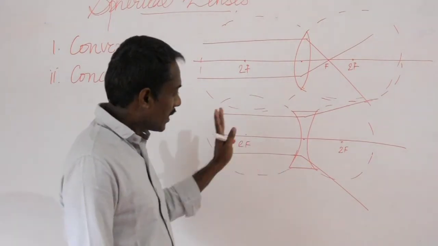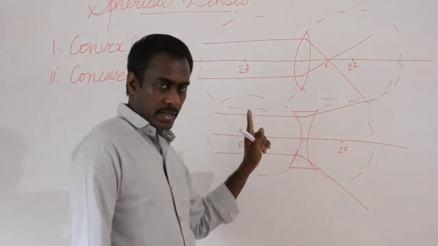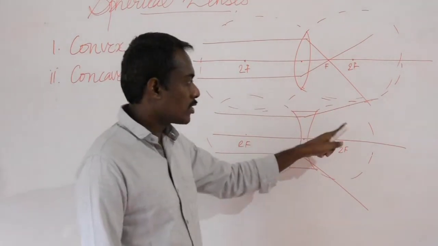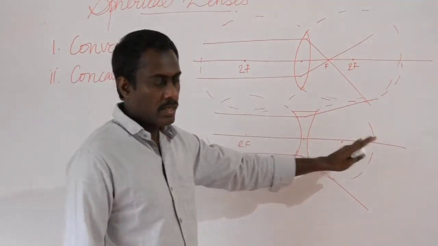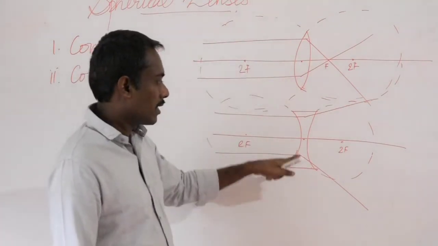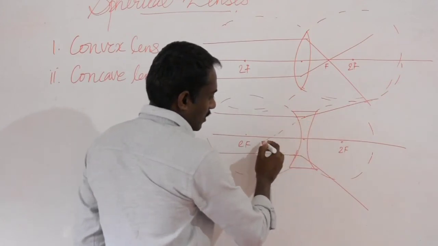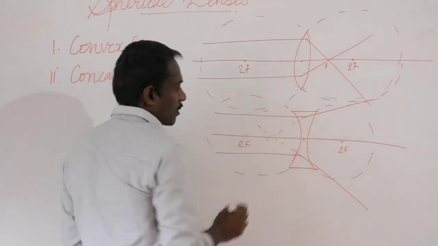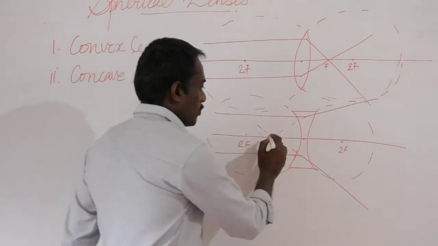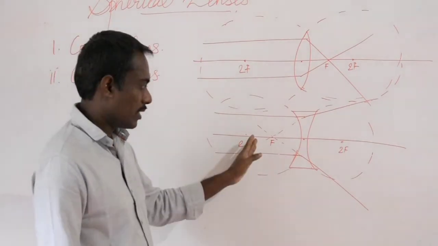So what happens? Any ray of light falling on this lens parallel to the principal axis will definitely be refracted by the lens, but it will diverge from the principal axis. Therefore, this concave lens is also known as a diverging lens. So, converging lens and diverging lens. If we extend these refracted rays backward, they appear to meet at a point on the principal axis, and this point is taken as the principal focus of the lens.